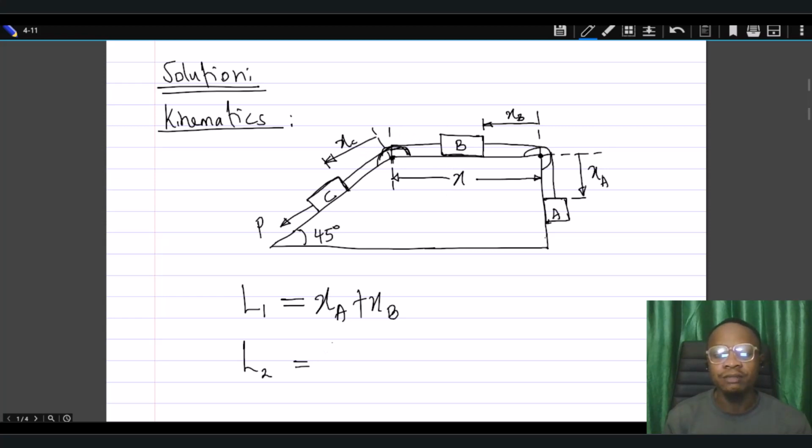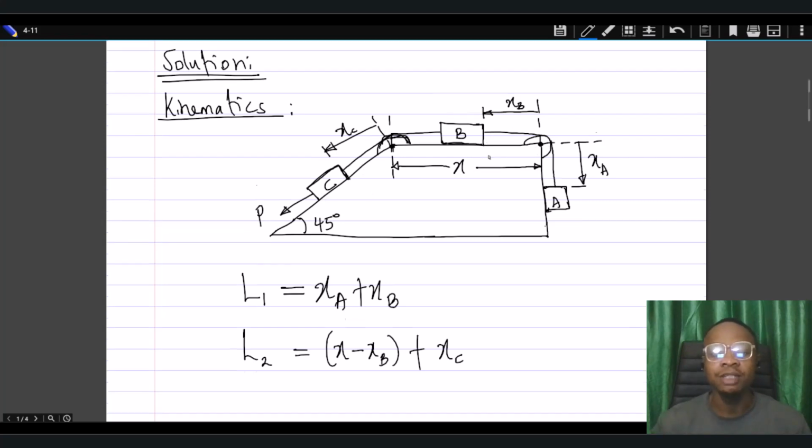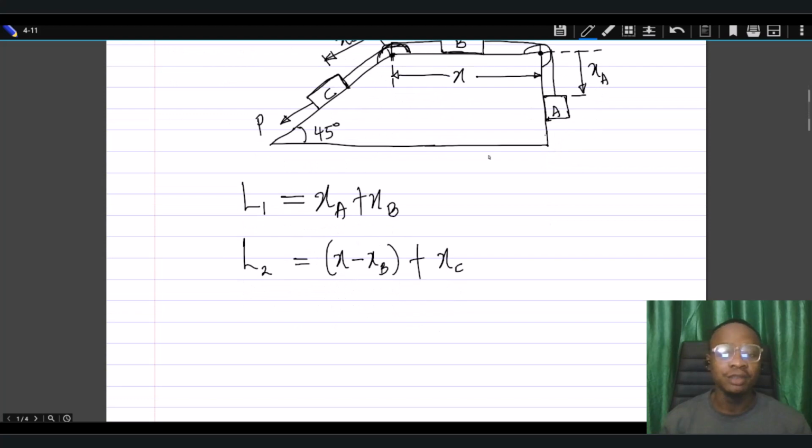So we're going to have x minus xb. So x minus xb is this length, and then plus xc. Of course, there will be some portion here which will remain constant all through the motion in the system. That's what we're interested in now. So with this we have a relationship between the positions of all of these bodies, and we can differentiate. If we differentiate the first time, we will get the relationship between their velocities, and if we differentiate the second time, we get the relationship between their accelerations.